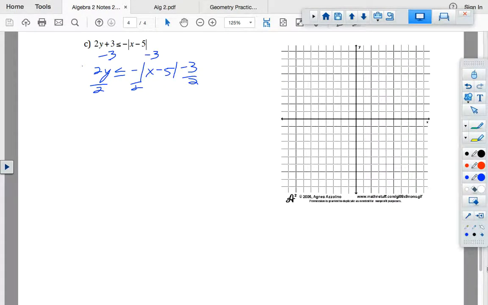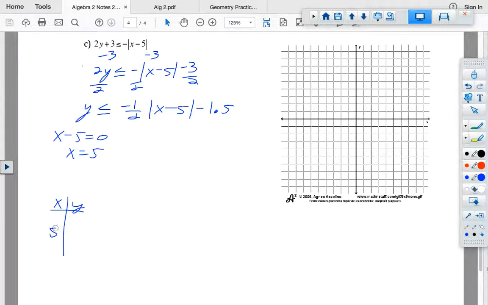All right. So I have this. Now the way this gets written, guys, be careful. It's negative 1 over 2 in front, absolute value of x minus 5, minus 1.5. Now you can leave it negative 3 over 2, but 1.5 is easier to graph. Does everyone know how I got the negative 1/2 in front? Okay. Now I can take whatever's inside the absolute value, set it equal to 0, get my x alone, and set up my xy table. And it's negative 1.5.